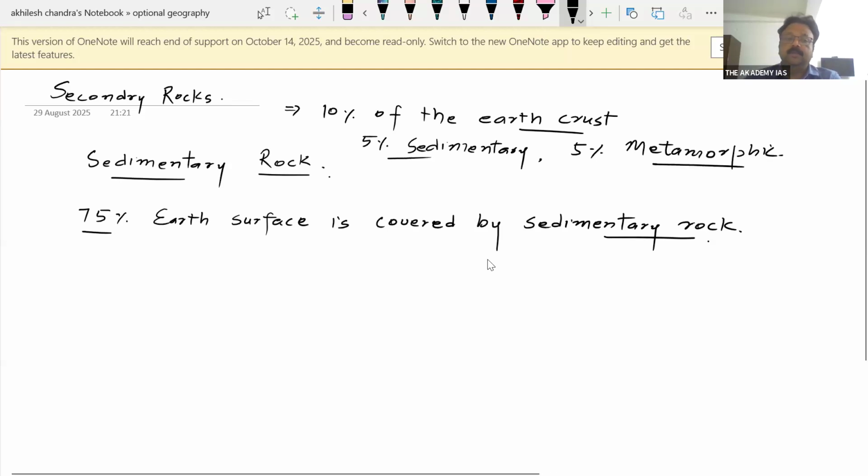ये तो पढ़ चुके थे. But what about the earth surface? The upper layer of the earth crust. 75% of this is covered by this sedimentary rock.